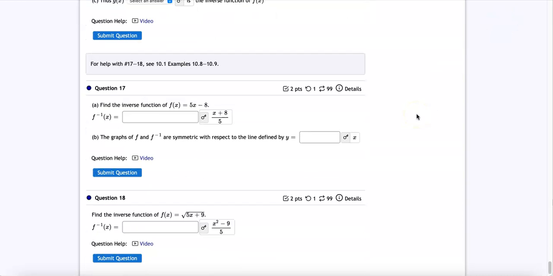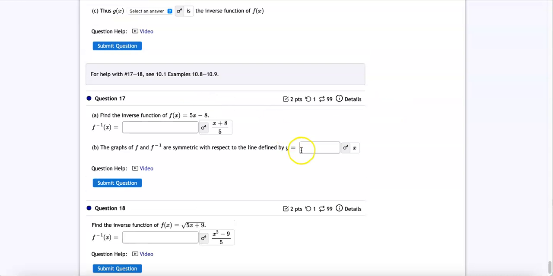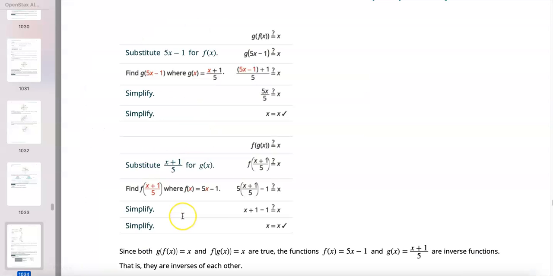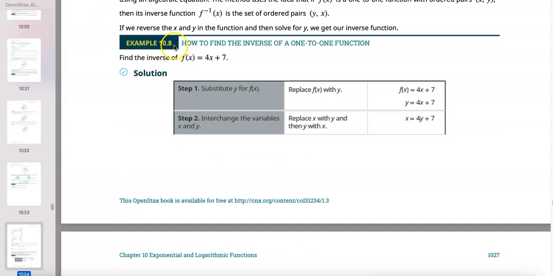Now we're going to move down to 17 and 18. So in this particular case, let me hide these answers if I can. We're going to find the inverse function of two different functions. So here are the steps. The steps are in the book in example 10.8.